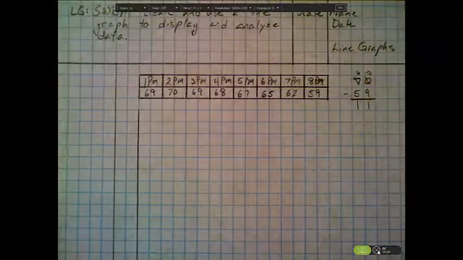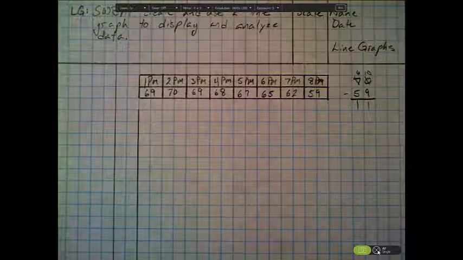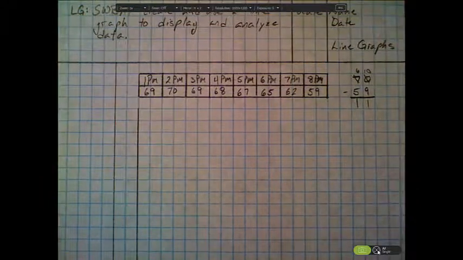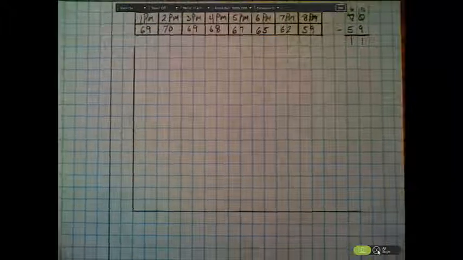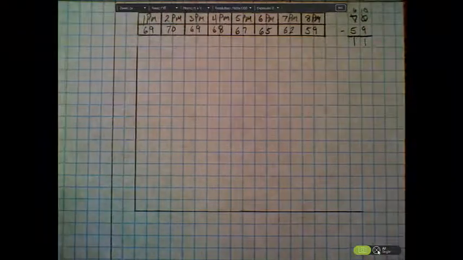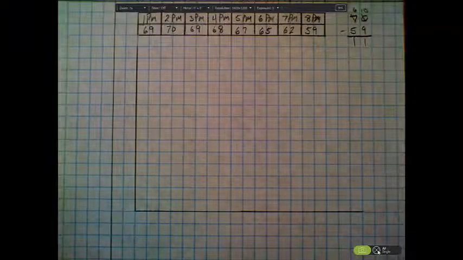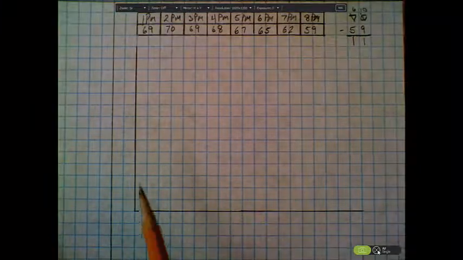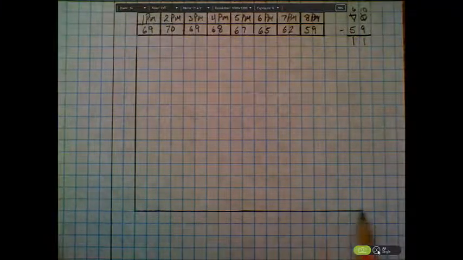And in this case, our range is going to be 11. So the next step is we're going to try to figure out how big we're going to make it. I've gone ahead and drawn the two axes. One of the important things I want you to do is make sure that you're using a ruler in order to keep your lines nice and straight.